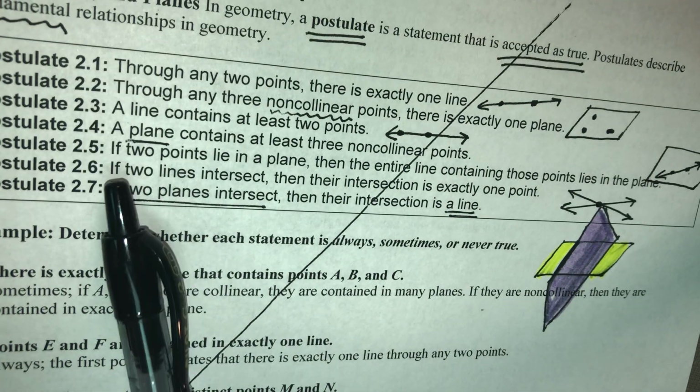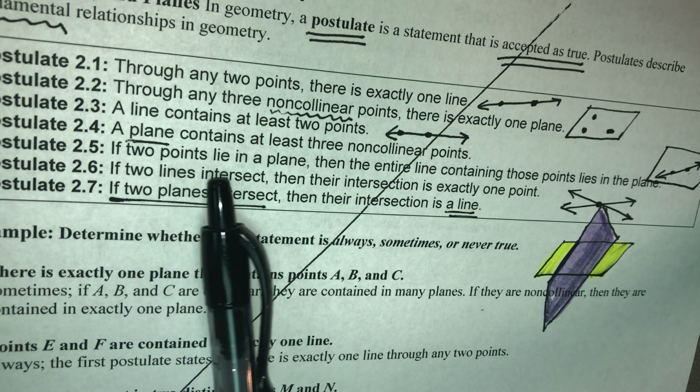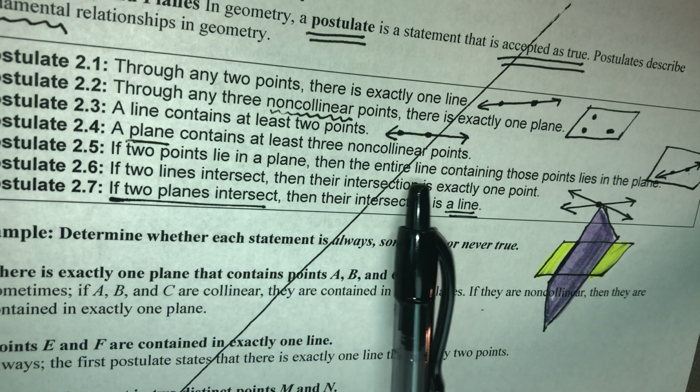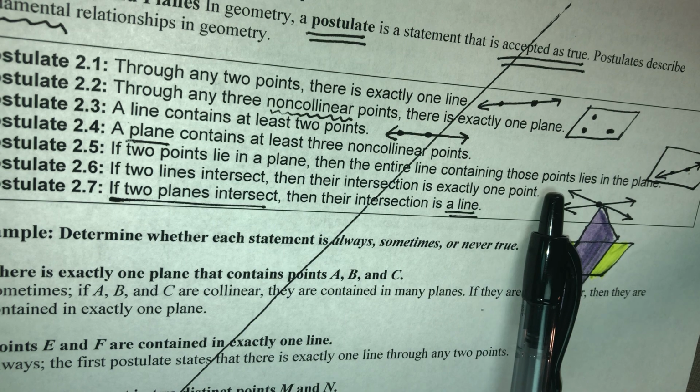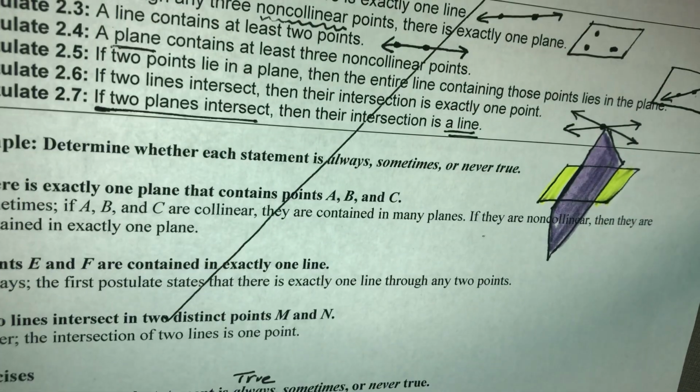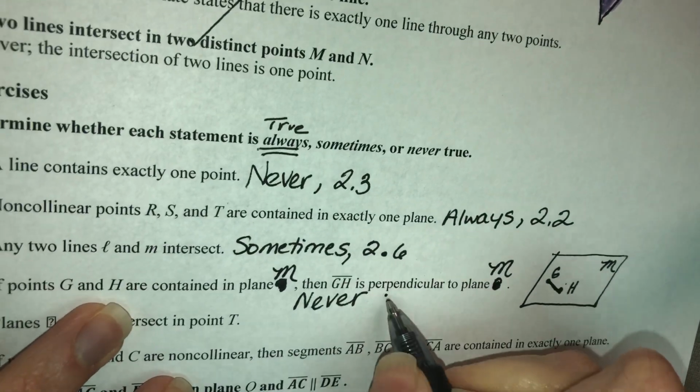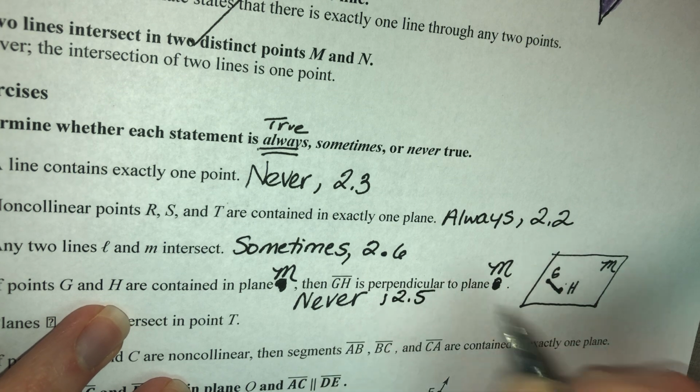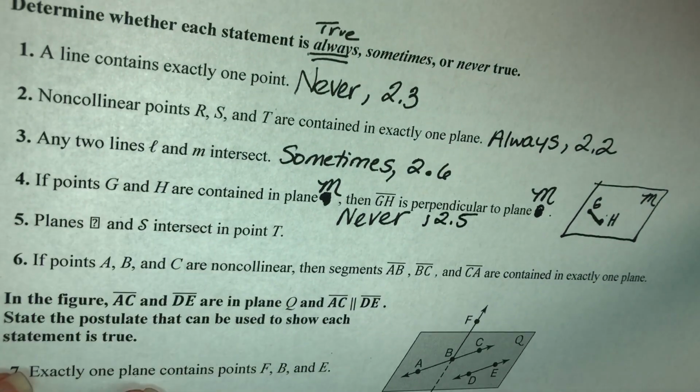Which one tells us that? It's postulate 2.5. If 2 points lie in a plane, then the entire line containing those points lies in the plane. So we are going to say 2.5 is the postulate we're using there.